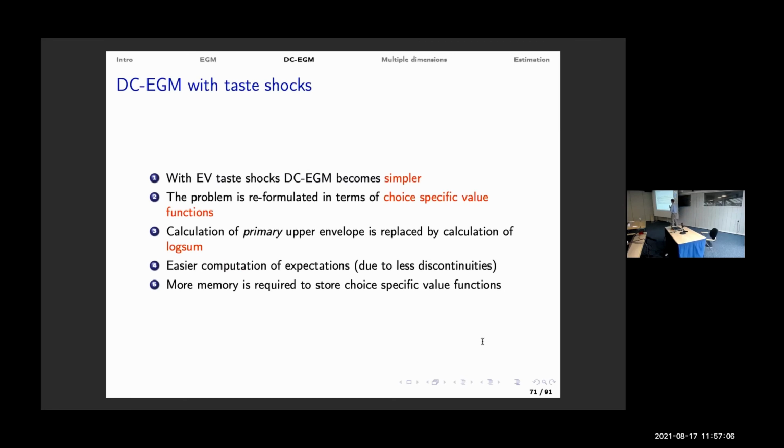So on one hand, the solver becomes simpler. On the other hand, you have to keep track of more objects. And the main point is that the primary upper envelope, the calculation around the primary kink, is now completely replaced by calculating the choice probabilities. Okay, in the logs.